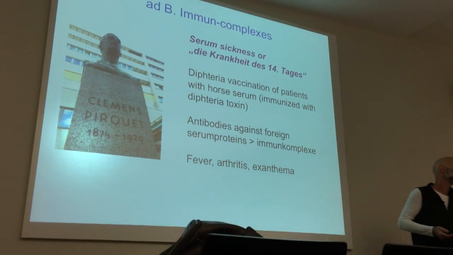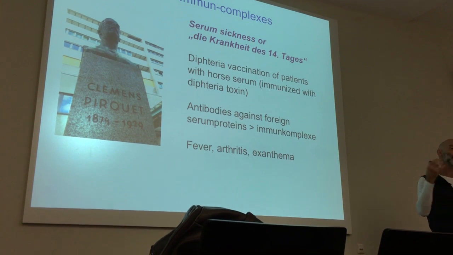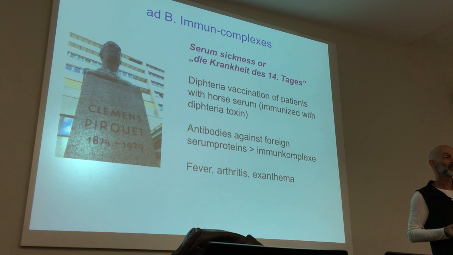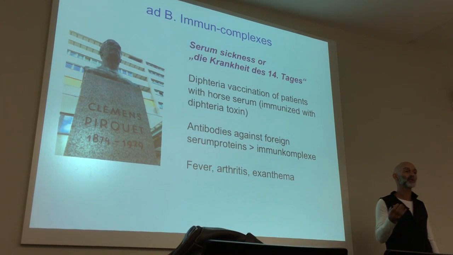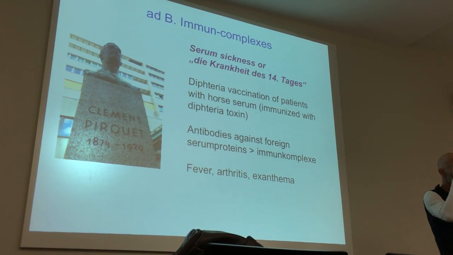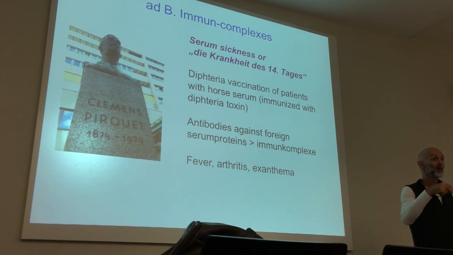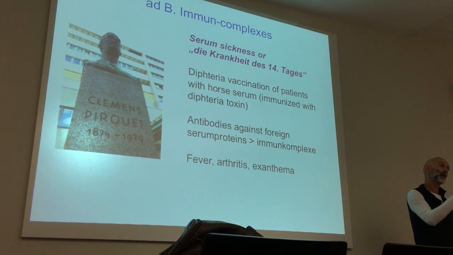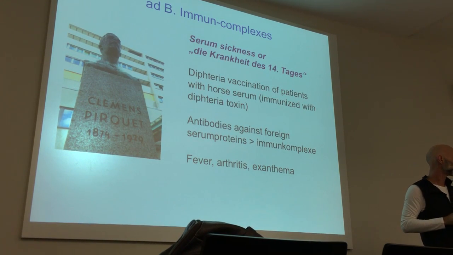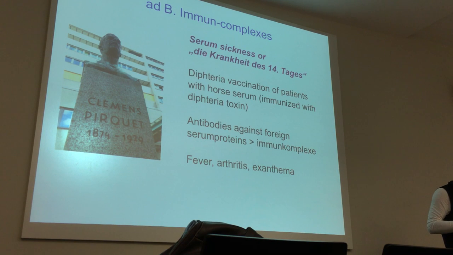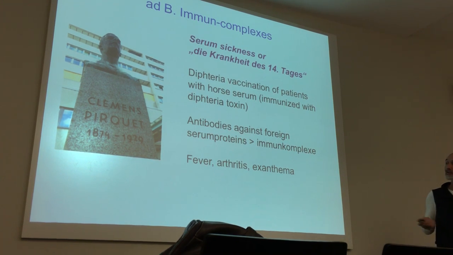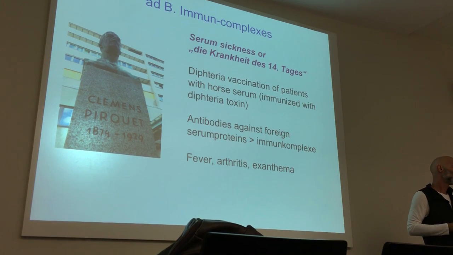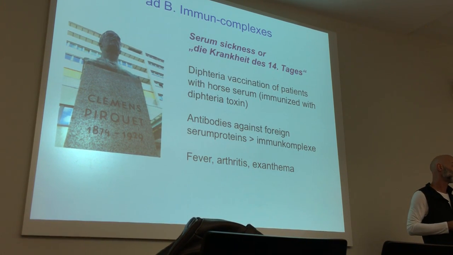What happened in former days, people were vaccinated against diphtheria with immunoglobulins that were harvested from horses. And these immunoglobulins, of course, represented foreign proteins for our immune system. Our immune system started to produce antibodies against these foreign proteins, and they formed immune complexes, and this led to a disease that was characterized, or is characterized, by fever, arthritis, or swelling of the joints, or also a certain skin manifestation.